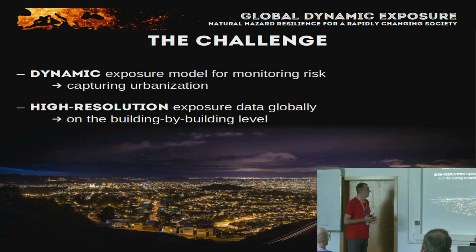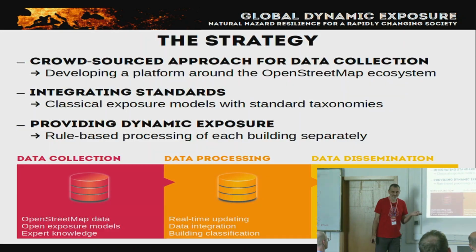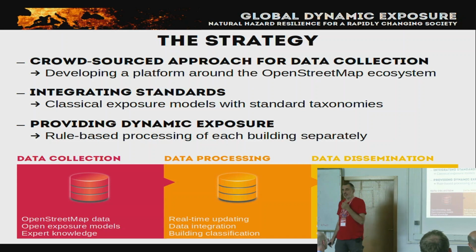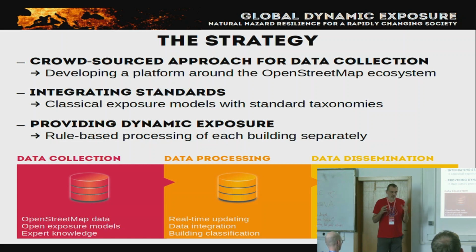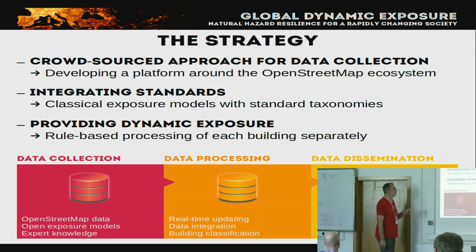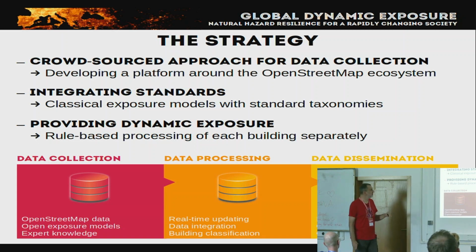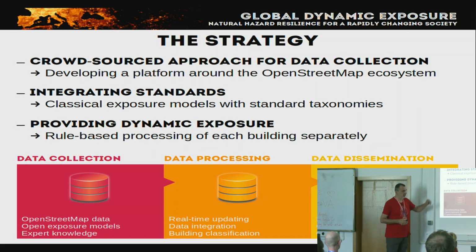So the challenge for what we were trying to do is a dynamic model that should capture everything that's going on, and we want it to be high resolution. We want to understand every building that there is on Earth. So the strategy, obviously, we don't have enough engineers in the team that we could send them to every building, so we decided we have to do something completely different. We're building everything around the OpenStreetMap ecosystem. So we take the buildings from OpenStreetMap and we merge them in a data integration process with these classical exposure models that explain what kind of types we have in a particular city. And for each building separately, we try to figure out what it is. And this is all done in a rule-based processing system, which I will explain in a minute.